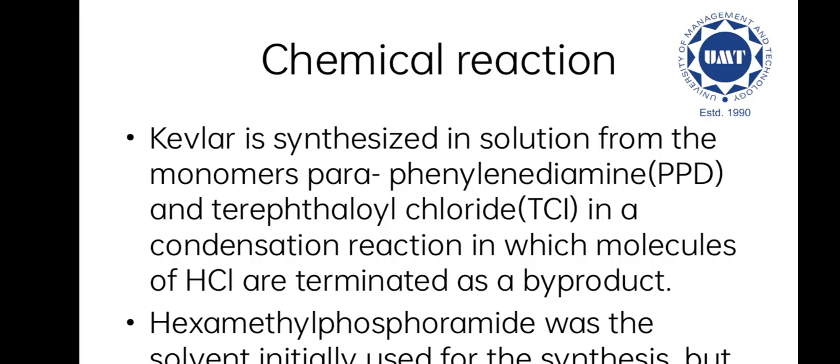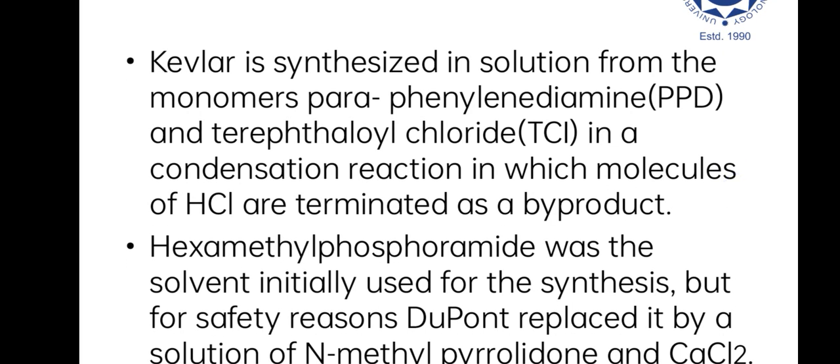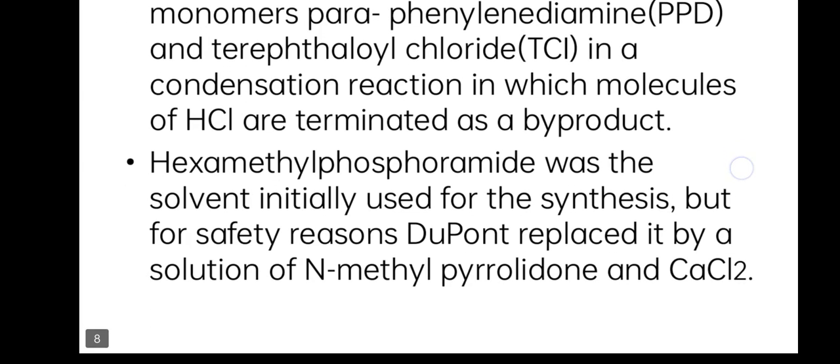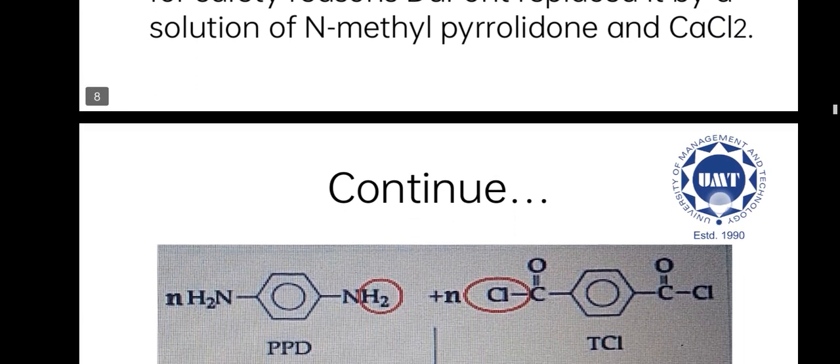Hexamethylphosphoramide was the solvent initially used for the synthesis, but for safety reasons, DuPont replaced it with a solution of N-methylpyrrolidone and CaCl2, calcium chloride.